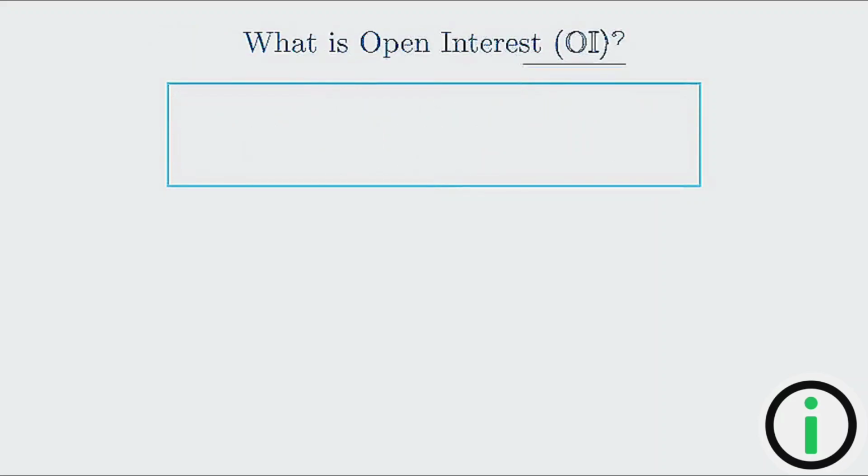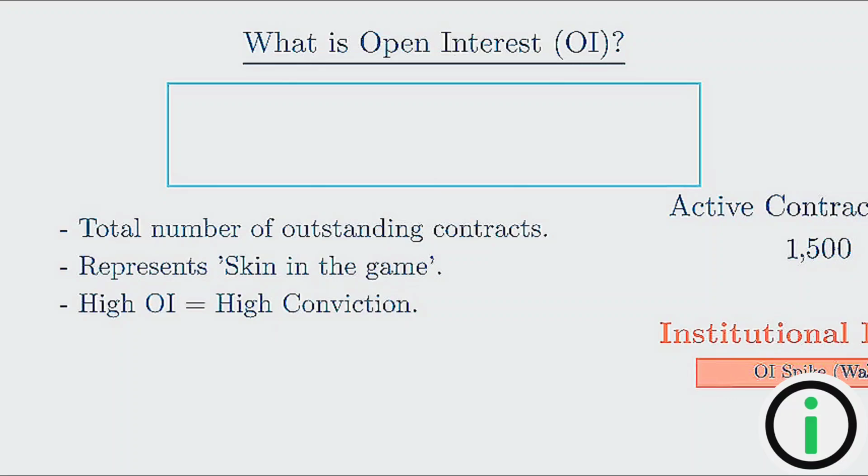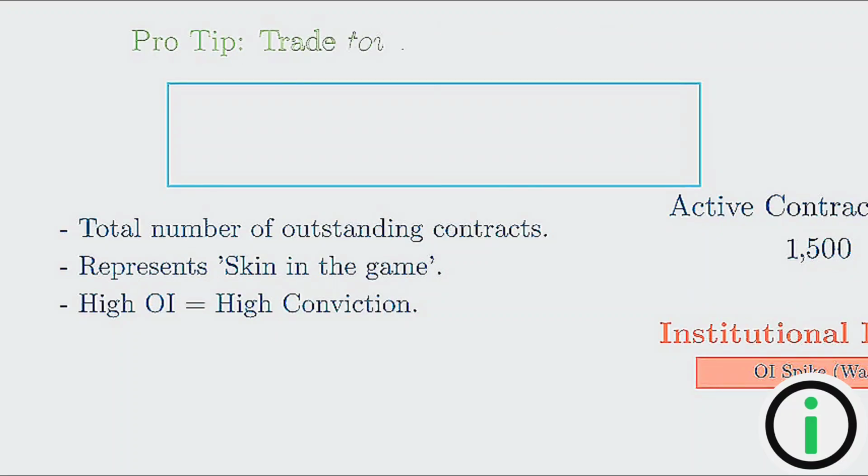What exactly is open interest? While volume tells us how many contracts changed hands today, open interest tells us how many contracts are currently active and open in the market. Think of it as the amount of capital currently parked at a specific price point. When you see a massive spike in OI at a specific strike price, it means the big players, the institutional sellers, have a vested interest in that level. Trade toward an OI wall, not blindly through one.